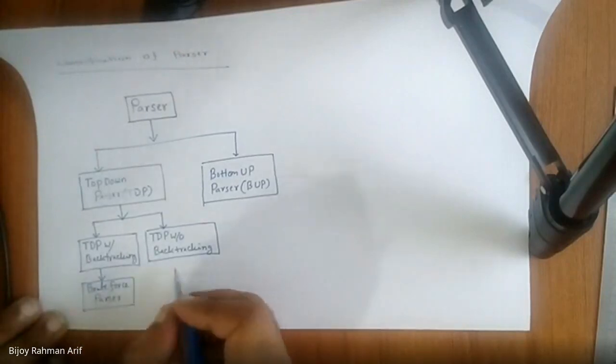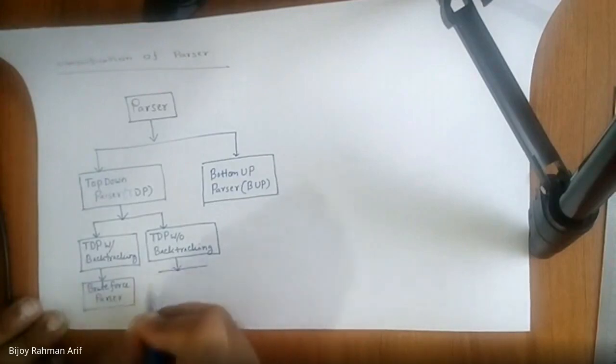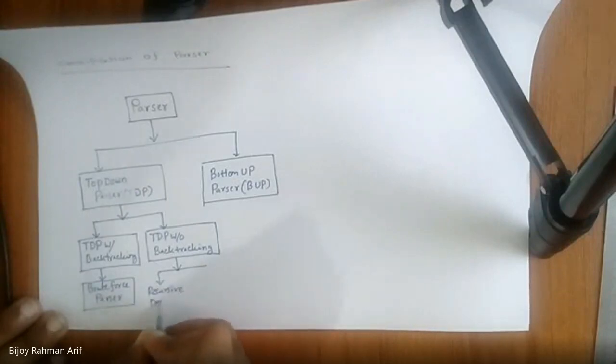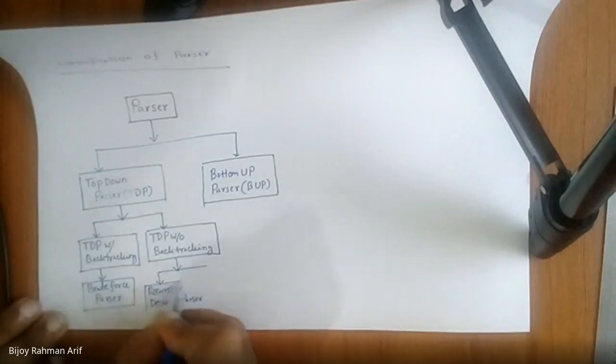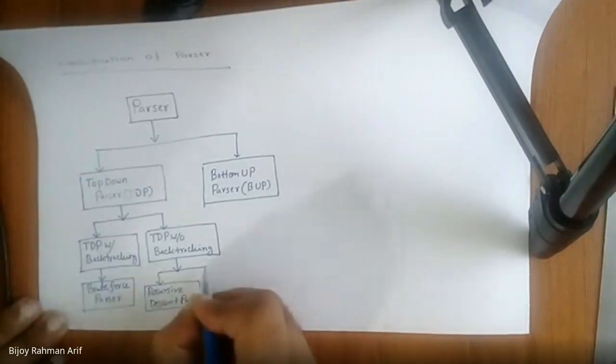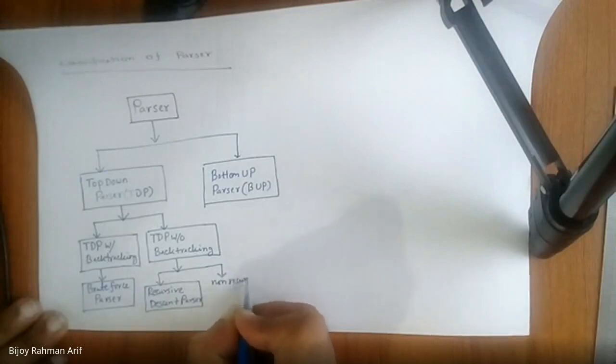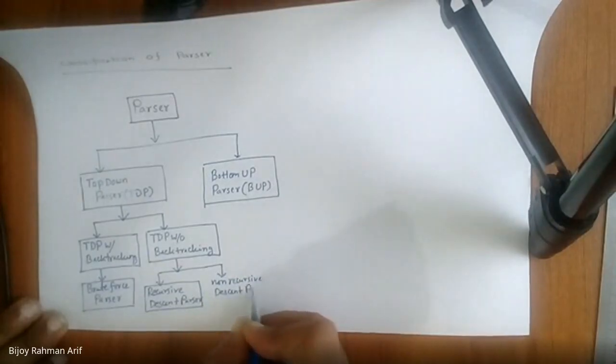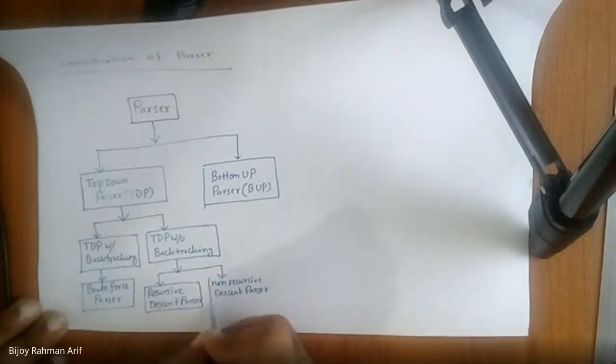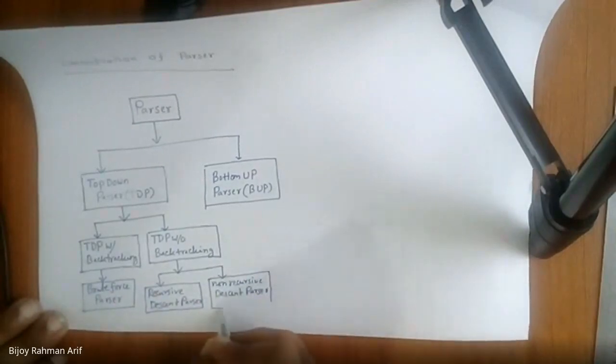And TDP without backtracking can be classified into two categories. One is called recursive descent parser, and another one is called non-recursive descent parser. And an example of non-recursive descent parser is LL1.